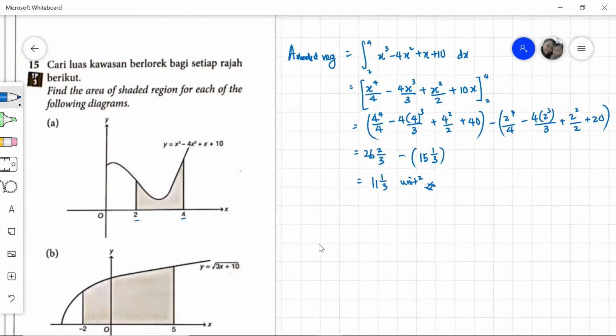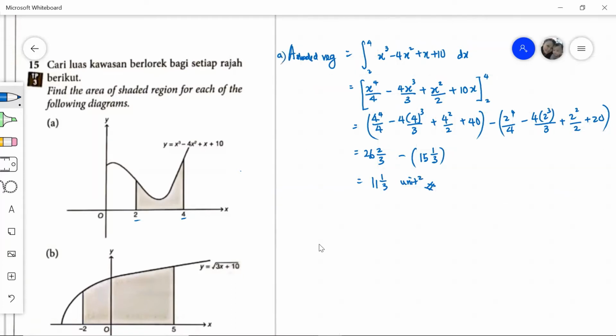Now let us move on to part B. For part B, the area of the shaded region is bounded by the curve and the values x equals -2 and x equals 5. So it is towards the x-axis. When we integrate, we shall integrate y with respect to dx. So what is y? y is (3x plus 10) raised to the power of half, from -2 to 5.